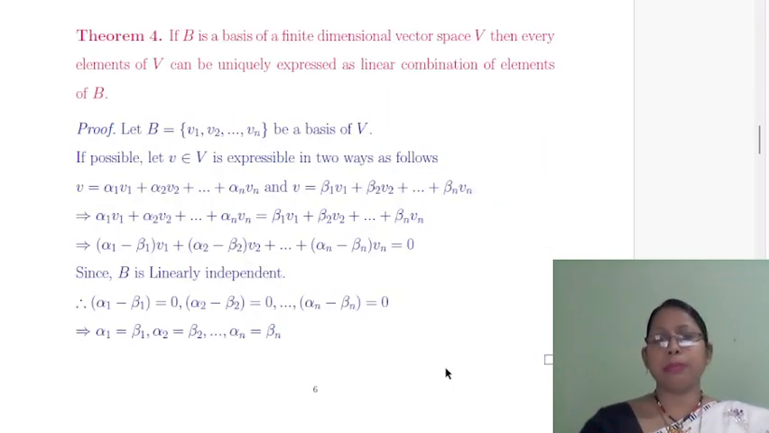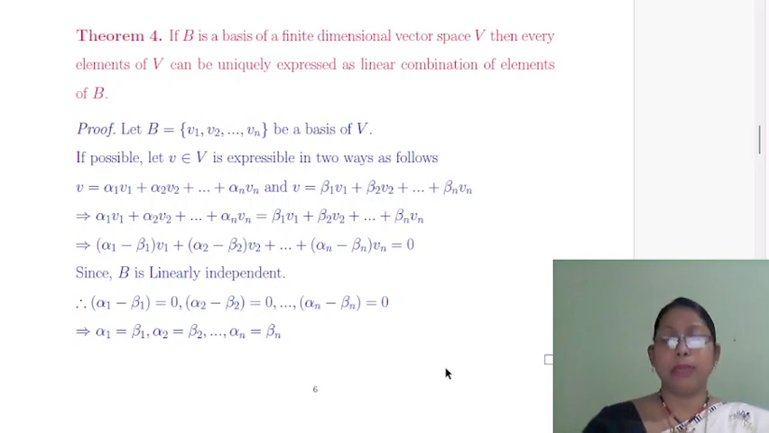Next theorem: if B is a basis of a finite dimensional vector space V, then every element of V can be uniquely expressed as a linear combination of the elements of B. Let B equal to v1, v2, ..., vn be a basis of V. If possible, let v belong to V. The vector v can be expressed in two different forms as v equal to alpha 1 v1 plus ... plus alpha n vn, and v equal to beta 1 v1 plus ... plus beta n vn. Then equating the right hand sides of both expressions for v, we get alpha 1 v1 plus ... plus alpha n vn is equal to beta 1 v1 plus ... plus beta n vn.